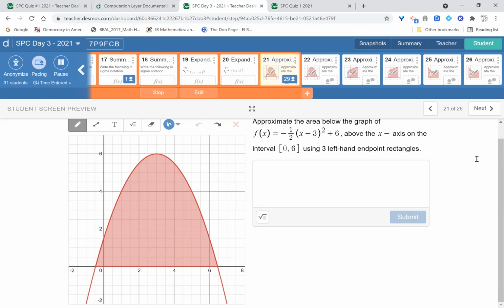Now, if you notice in the instruction here, I said I want you to use left-hand endpoint rectangles, okay? And I want you to use 3 left-hand endpoint rectangles. So this is what I want you to do.